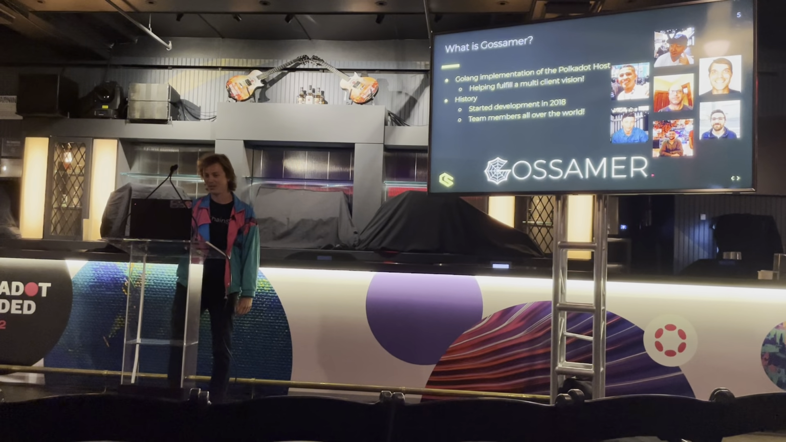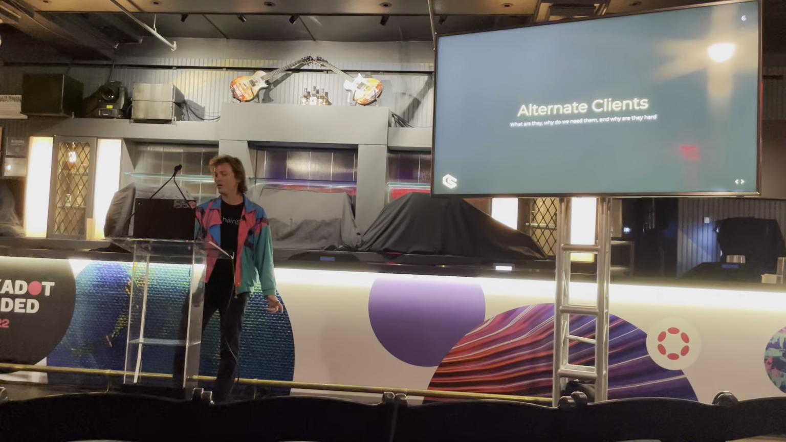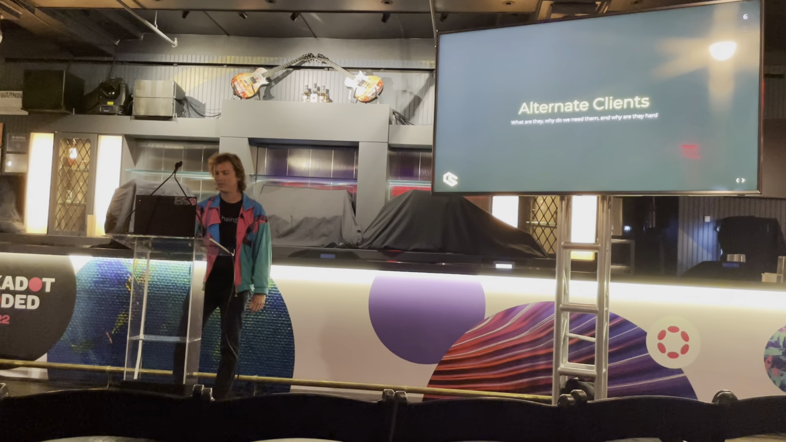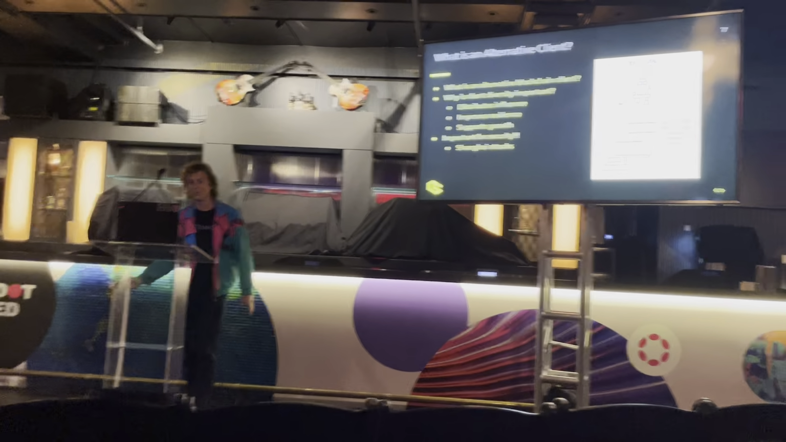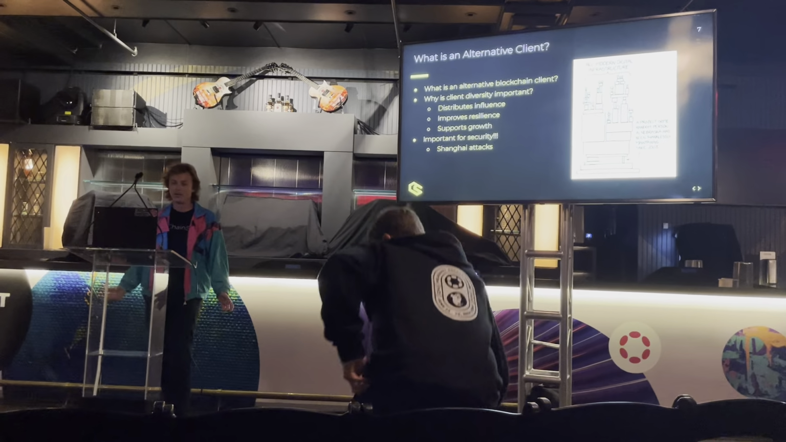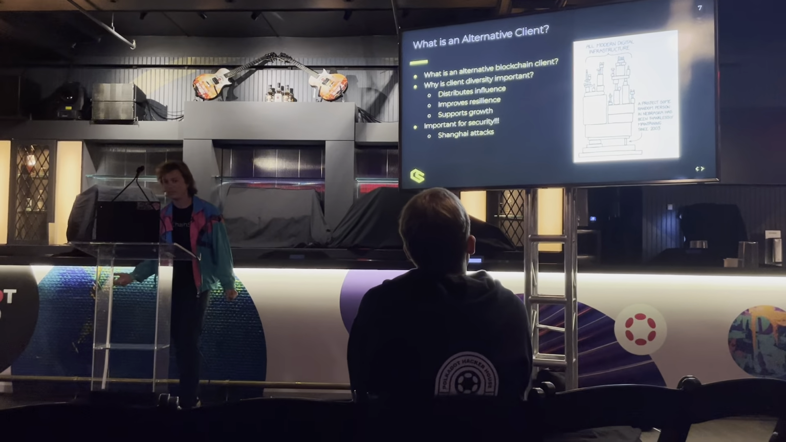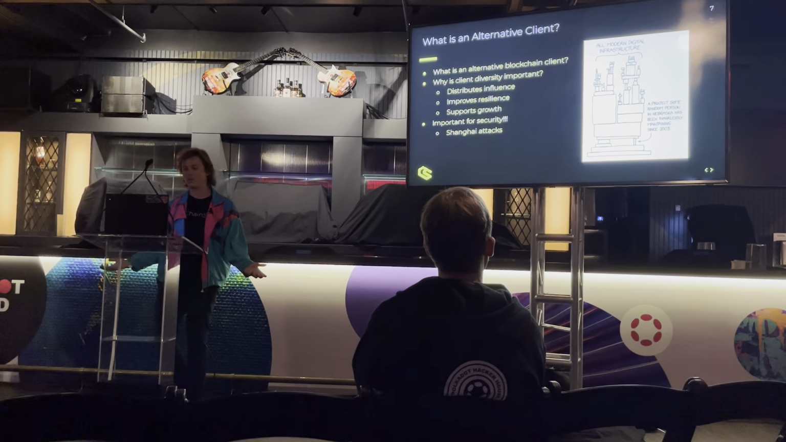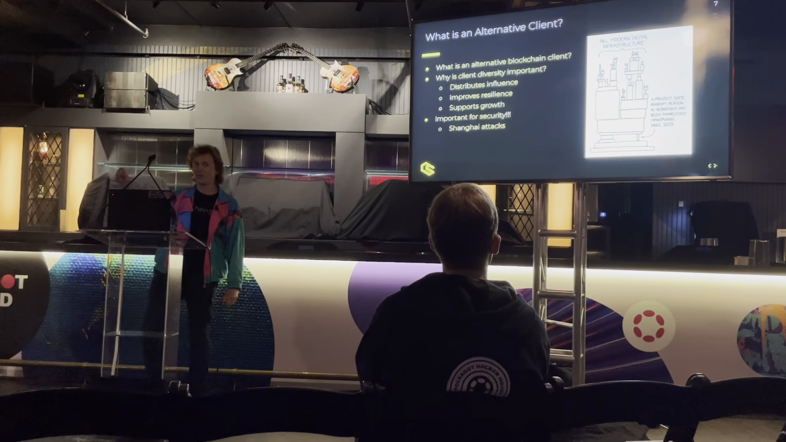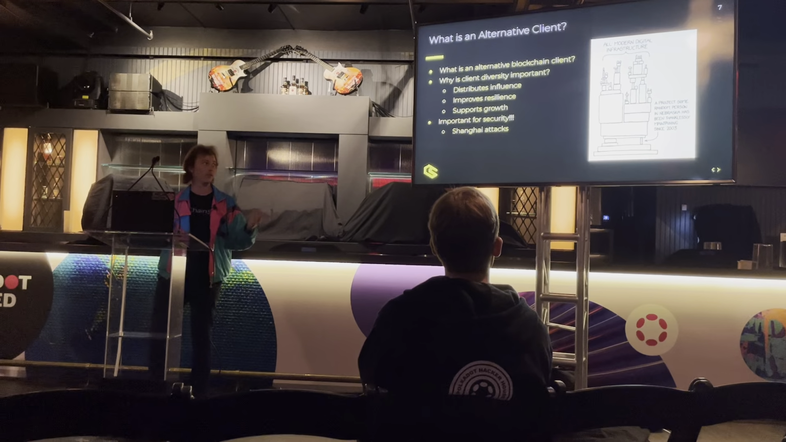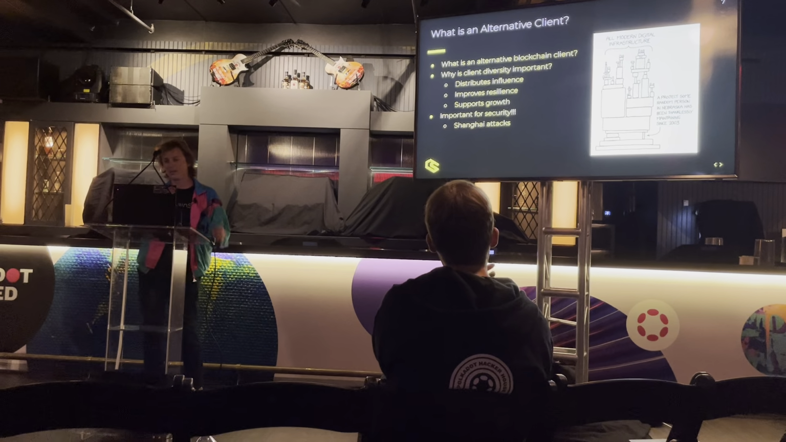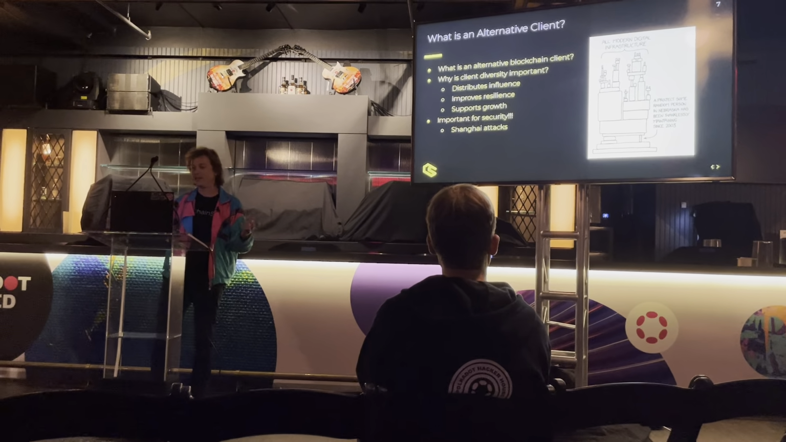Yeah. So that's Gossamer. And now I'm going to talk a little bit about alternative clients. So first of all, what is an alternative client? To define that, you have to understand what a blockchain is to begin with, right? A blockchain is a protocol. It's a specification where you define the rules, and those are the rules of the network, and that's what a blockchain is. Then you have to build it out, and then that's what it becomes.